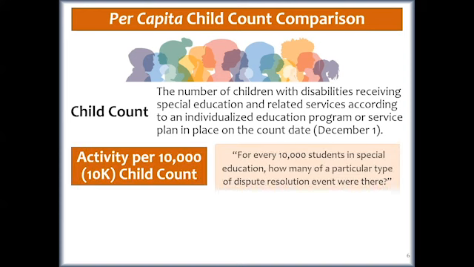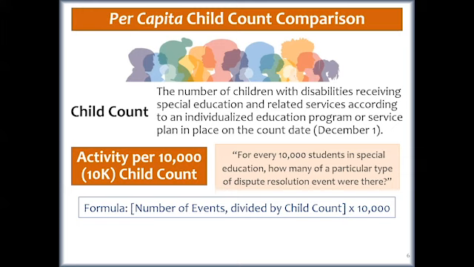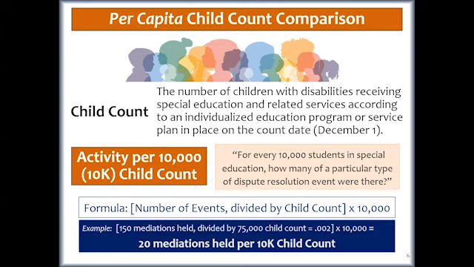By including the child count, we can make calculations on a per capita basis, specifically looking at the activity per 10,000 child count. We can compare states by asking, for every 10,000 students in special education, how many of a particular type of dispute resolution event, such as state complaints filed, were there? The formula we use is the number of dispute resolution events, like state complaints filed, divided by the child count for that state, and then we multiply that by 10,000.